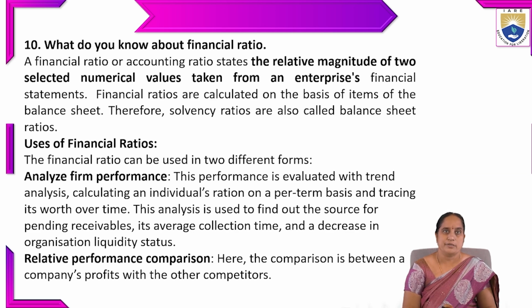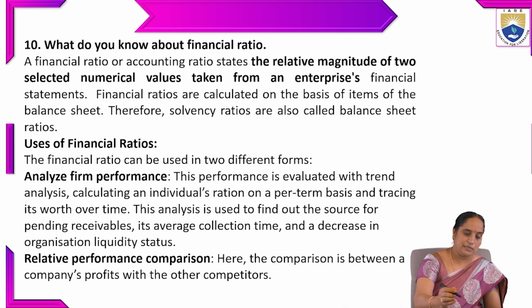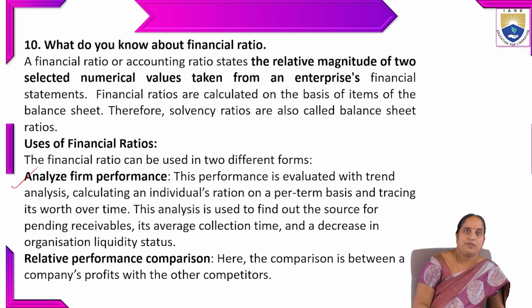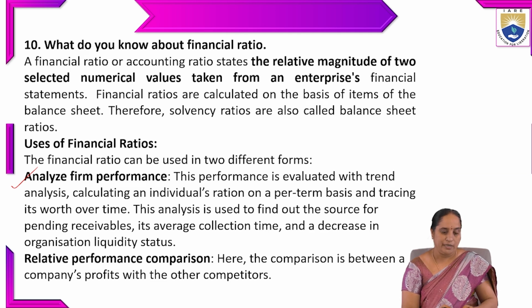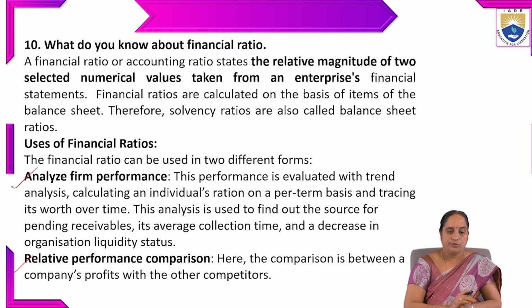Then coming to the uses of financial ratios, the financial ratio can be used in two different forms. The first one is analyze firm performance and the second one is relative performance comparison. So let us start with analyze firm performance. This performance is evaluated with trend analysis, calculating an individual ratio on a period-term basis and tracing its worth over time. And this analysis is used to find out the source for pending receivables, its average collection time, and decrease in organization liquidity status. Then, relative performance comparison is another type of use of financial ratios.